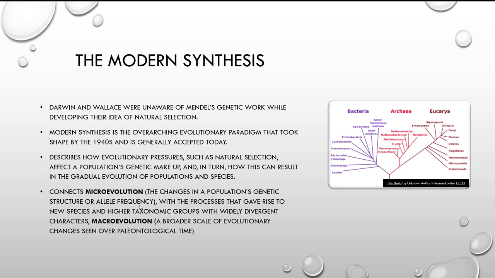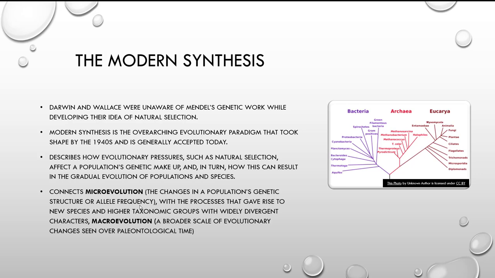So when we're talking about Darwin and Wallace and their development of the theory of evolution by means of natural selection, they were completely unaware of what Gregor Mendel was doing with his garden peas over in what is now Austria. Mendel published his work back in 1866, and Charles Darwin published his book in 1859. So all this was happening right around the same time.